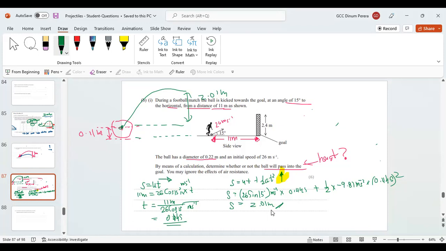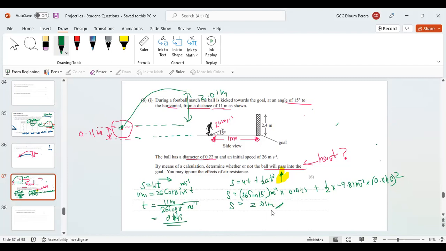What do we get? Do we get an answer which is less than 2.4? Yeah, so 2.12. So it looks like it's going to go into the goal. We cannot just compare 2.01 with 2.4 to say that the ball will reach, because the height of the ball also impacts. You need to justify your answer and write your conclusion also. By means of a calculation, determine whether or not the ball will pass into the goal. Finally, you need to write a statement also justifying your answer.